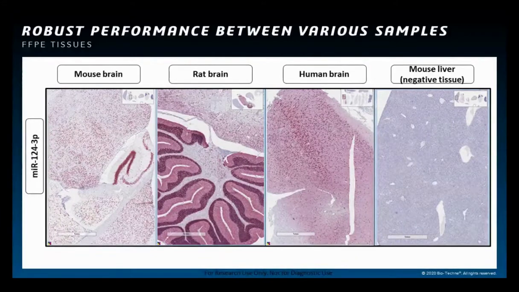Switching gears, as I mentioned in a previous slide, the miRNAscope assay is compatible with multiple tissue types. On this slide, we're demonstrating robust assay performance in various species of formalin-fixed paraffin-embedded tissue samples. For example, demonstrated here, microRNA 124-3p is detected in mouse, rat, and human brain tissues with abundant signals detected. To demonstrate specificity, a no-microRNA-124 negative tissue, such as the mouse liver, is also stained with the microRNA 124 probe. As you can see here, the negative tissue shows no background detection of the microRNA 124 target.